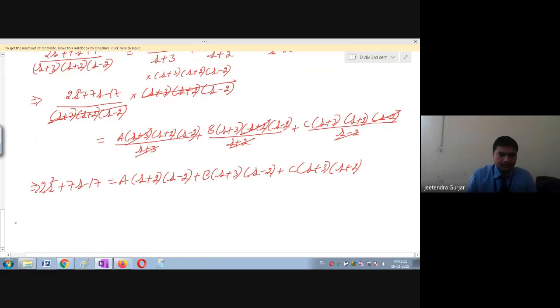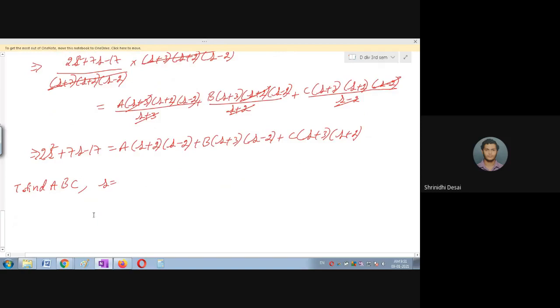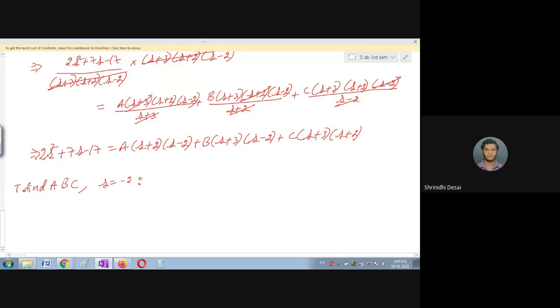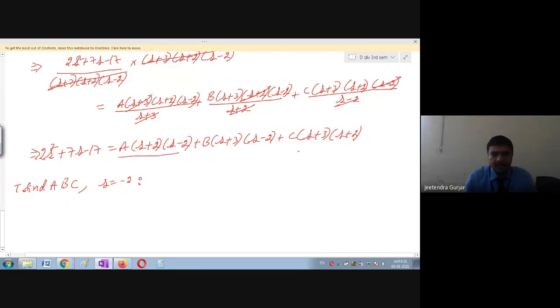So now to find A, B, C, tell me, students, what I have to substitute. Yes, minus 2. Very good. Minus 2 is the correct answer. So you can see A and automatically C will become 0. Yes, A and C will become 0. So I will substitute minus 2. Excellent. So this is 2 into minus 2 square plus 7 into minus 2 minus 17 is equal to, here you can see minus 2 plus 2 will become 0, which means the first term will become 0.